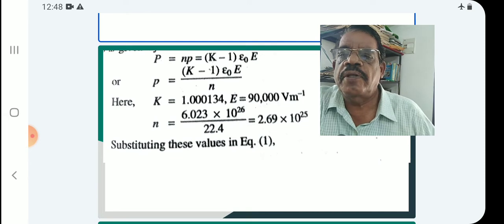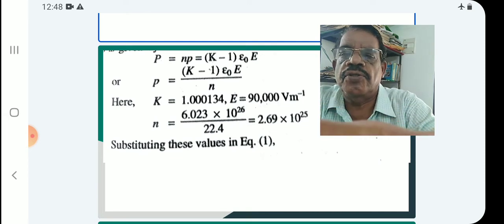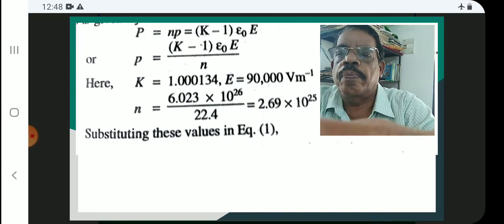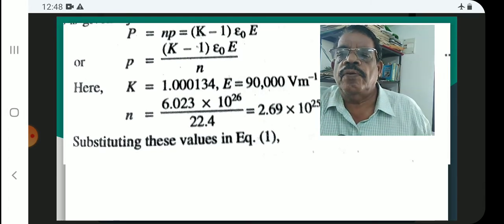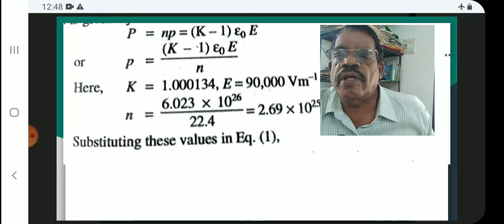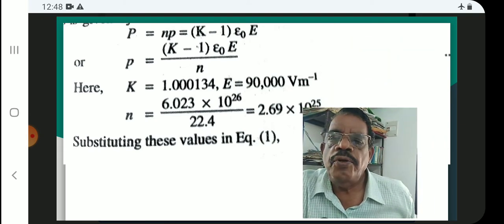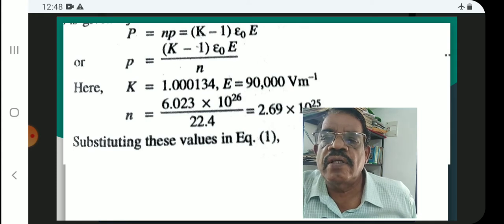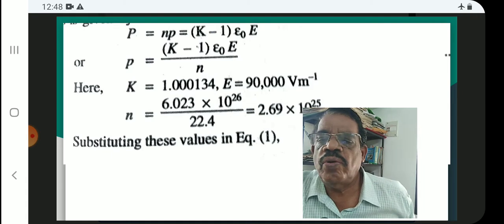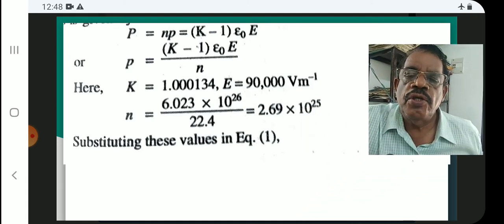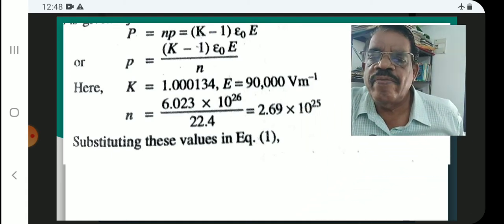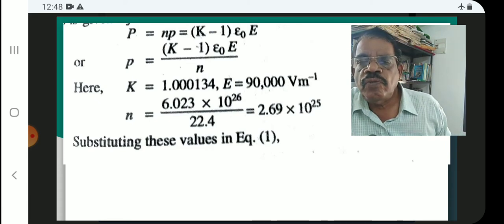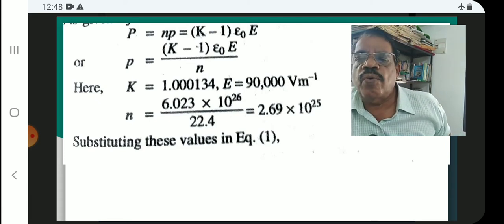That relation is repeated. P is equal to (k minus 1) epsilon 0 E, so the dipole moment, small p, is equal to (k minus 1) epsilon 0 E by n. And you remember, k is given as 1.000134, E is 90,000 volt per meter, and n you know, mass by volume, molecular weight by molar volume.